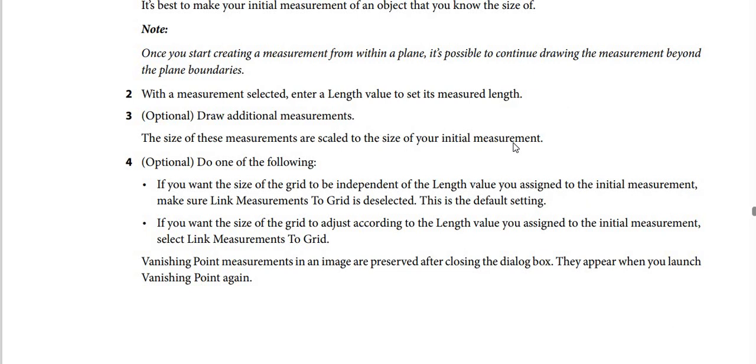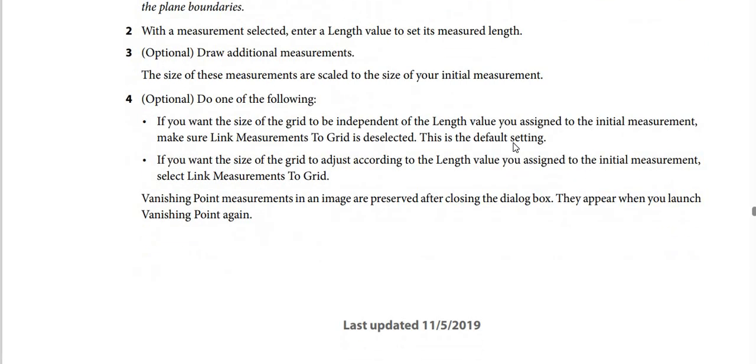Step number 2. With the measurement selected, enter a length value to set its measured length. And step number 3. Optional again. Draw additional measurements, and the size of these measurements are scaled to the size of your initial measurement. Step number 4. Optional again, one of the following. If you want the size of the grid to be independent of the length value you assigned to the initial measurement, make sure link measurements to grid is deselected. This is the default setting, by the way. And if you want the size of the grid to adjust according to the length value you assigned to the initial measurement, select link measurements to grid.